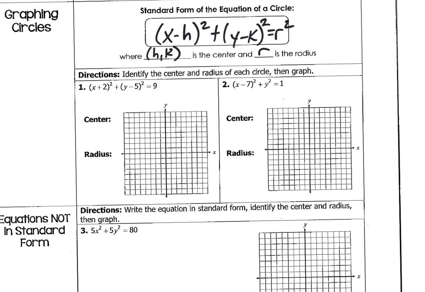My center would be what? What do you guys think? -2, +5. Okay, remember it's always the opposite. So if this is +2, this would be -2. If this is -5, this would be +5. And that's my center. You can go ahead and plot it if you want to. -2, 5.